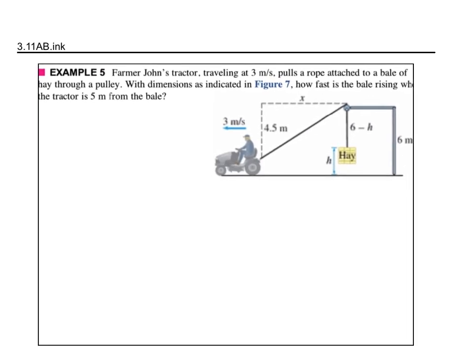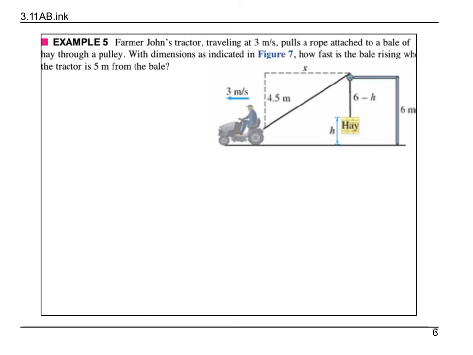All right, last one. This one is definitely the hardest. The picture is a must here. I gave it exactly as it's drawn in the book. Farmer John's tractor, traveling 3 meters per second, pulls a rope attached to a bale of hay through a pulley with dimensions as indicated in figure 7. How fast is the bale of hay rising when the tractor is 5 meters from the bale?